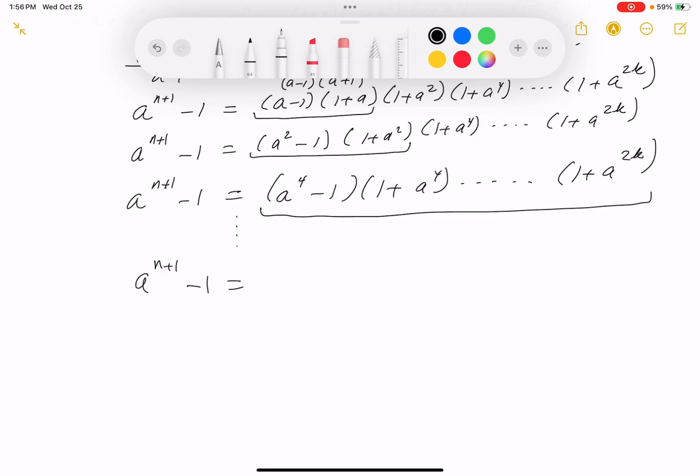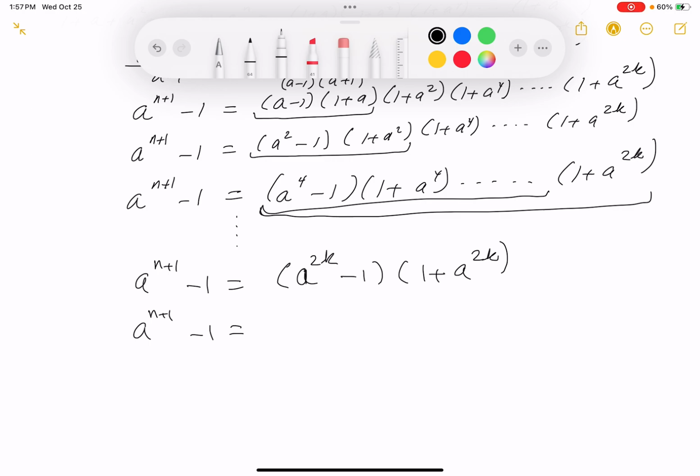What would I eventually get to? I'd eventually get to this over here. I'm sorry, a to the 2k. Eventually get there, by the way. Minus 1 times 1 plus a to the 2k. I'd eventually get there. Like if I kept going here, I'm eventually going to get here. I'm going to rewrite it.